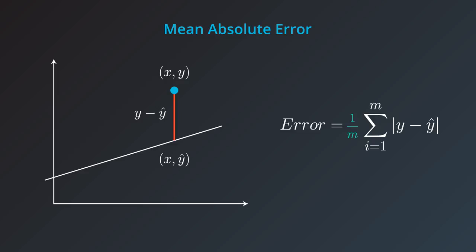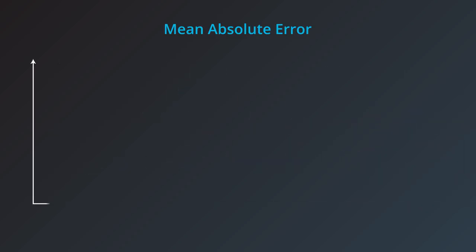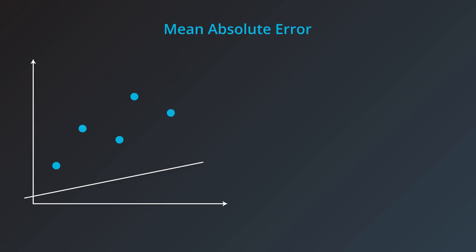The reason is that if the point is on top of the line, the distance is y minus y hat, but if it's under the line, then it's y hat minus y. We want the error to always be positive, otherwise negative errors will cancel with positive errors. Therefore, we take the absolute value of y minus y hat. So our mean absolute error is the average of all absolute errors, or in other words, the sum of all these absolute values divided by the number of points, which is m.